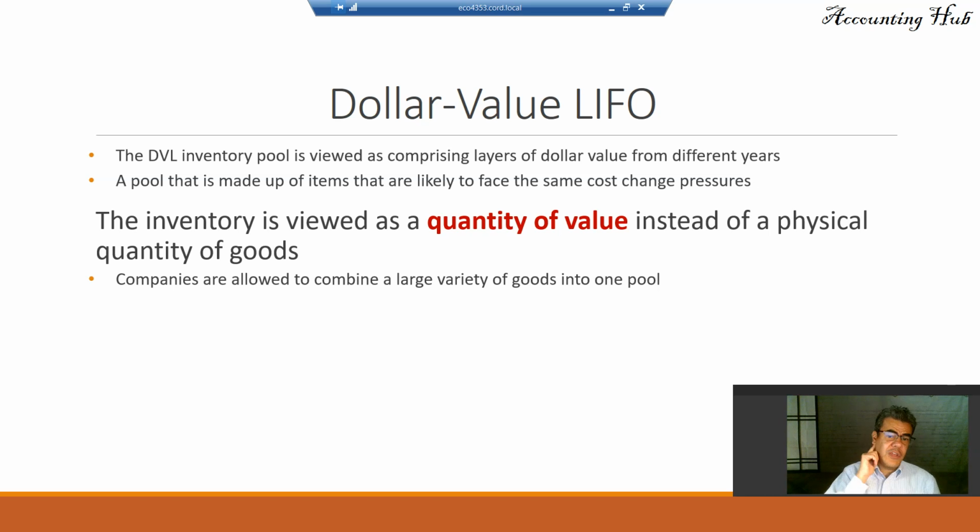So the inventory is viewed as a quantity of value instead of a physical quantity of goods. And companies are allowed to combine a large variety of goods into one pool.